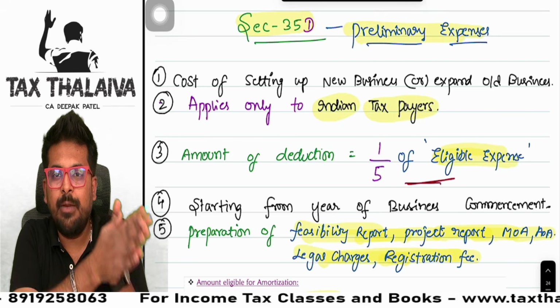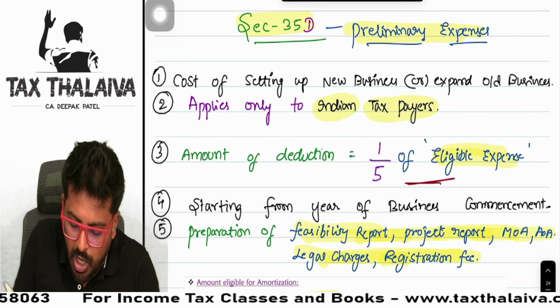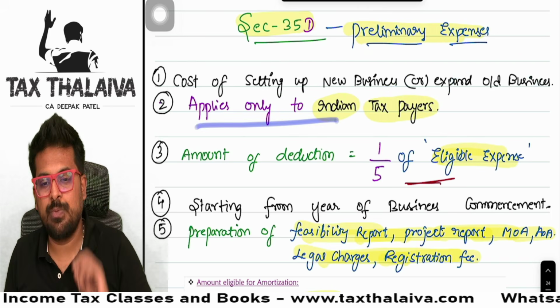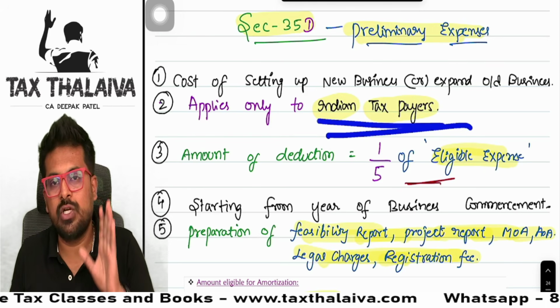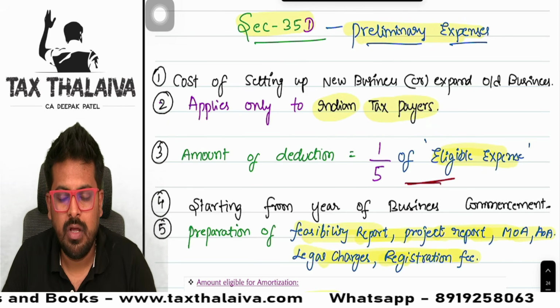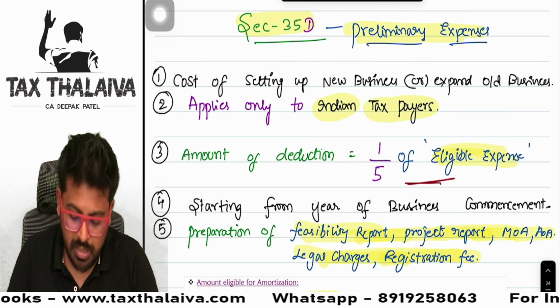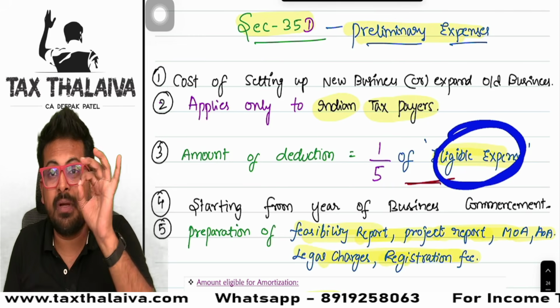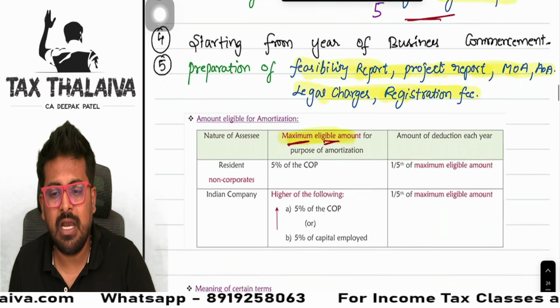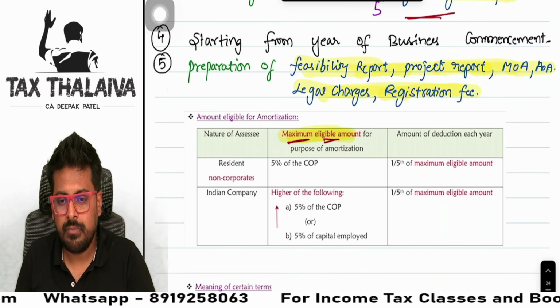Preliminary means before starting the business. Cost of setting up a new business or expanding old business is eligible. Applies to Indian taxpayers only, not for foreign entities who establish their business in India. How much of expenditure is allowed, sir? 1/5 of eligible expenses only allowed. Now you'll ask, sir, what is eligible expense? Eligible expense is given here.